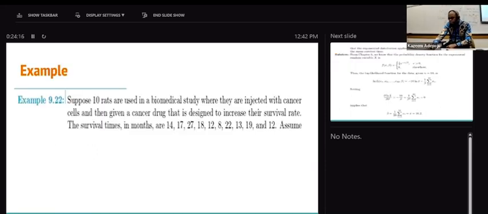Now I want to introduce you to, before I introduce you to that, take a look at this example. Suppose 10 rats are used in a biomedical study where they are injected with cancer cells and they're given a cancer drug that is designed to increase their survival rates. This is research. You see that? They injected cancer cells and they were given cancer drug to increase their survival rates.